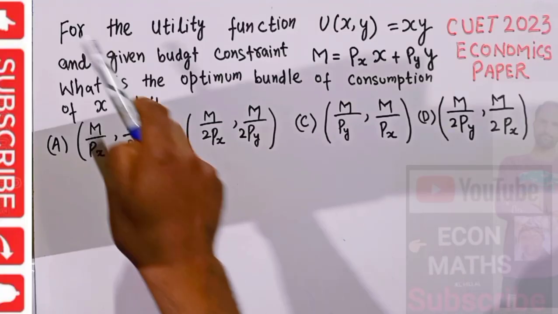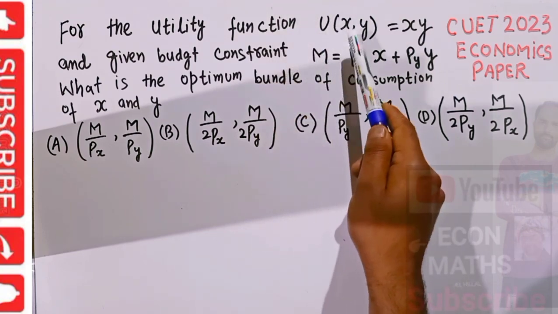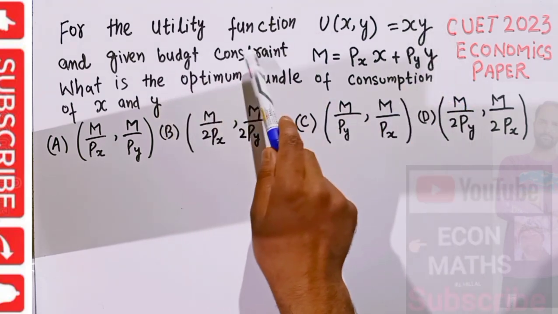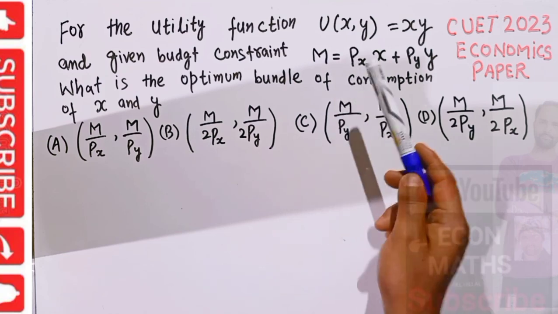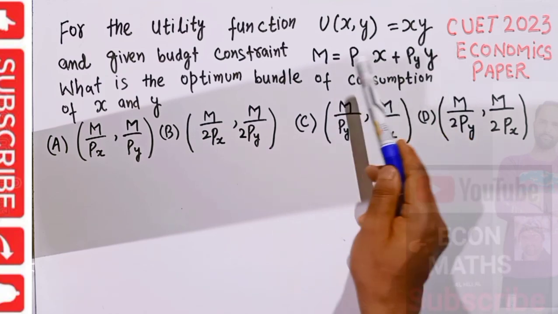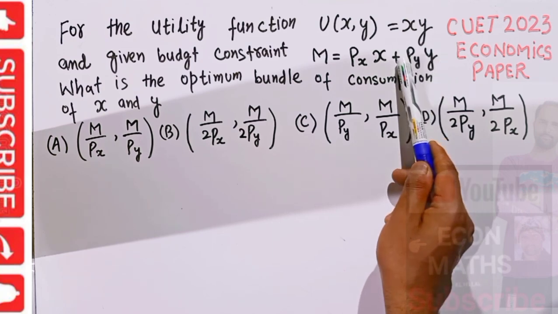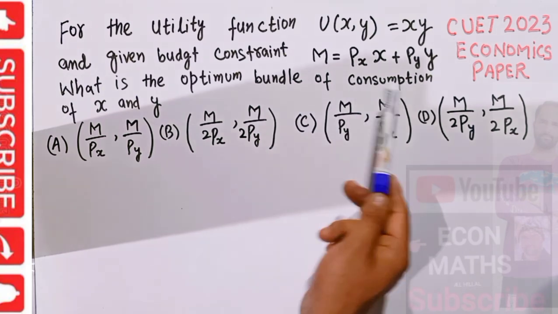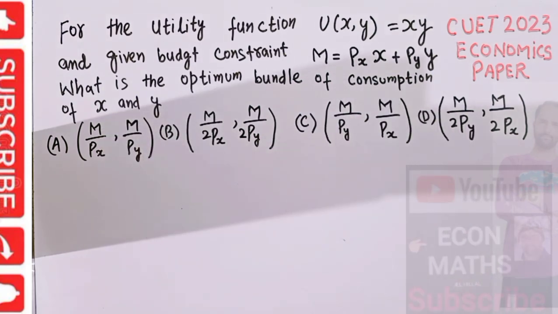The question is, for the utility function u, that is utility is a function of two goods x and y, which is equal to x times y, and the given budget constraint is total income denoted by M, which is spent on two goods x and y, given the price of good x as px and price of good y as py. We have to find out the optimal bundle of consumption of good x and y. Options are being given. We need to find out the correct option.